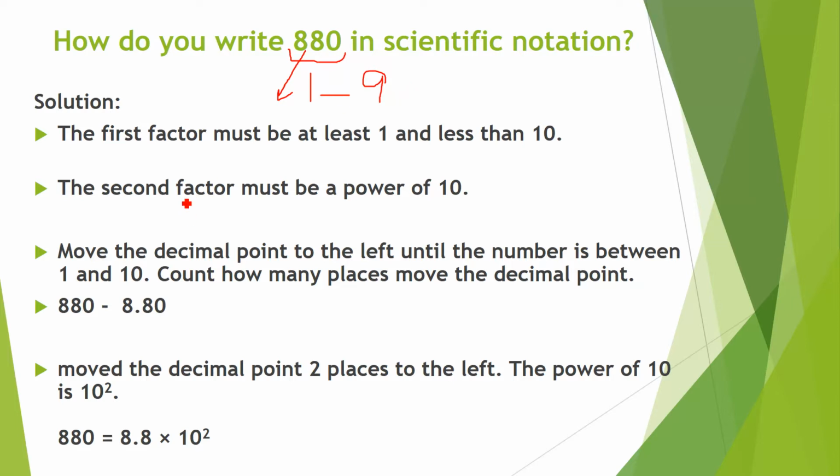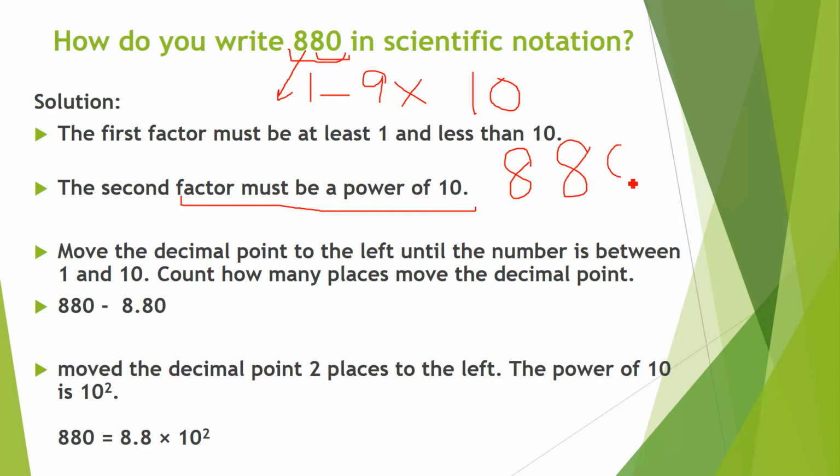Second is, the second factor must be a power of 10. Then we have to write down power of whatever. I will show you how you will write down the power of 10. So this is called the scientific notation. If you have a big number, you can write it in fewer digits, in scientific notation, which uses 10 raised to the power of 1, 2, 3 and so on. Suppose this is a very simple question, 880, how can you write 880 in scientific notation?